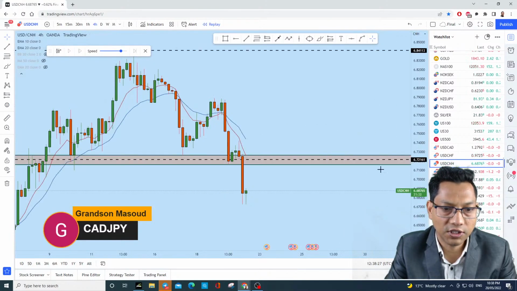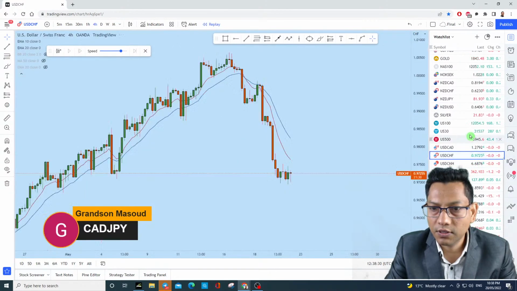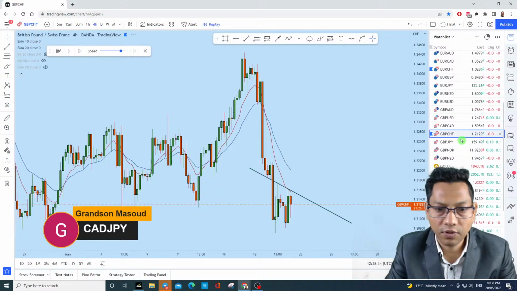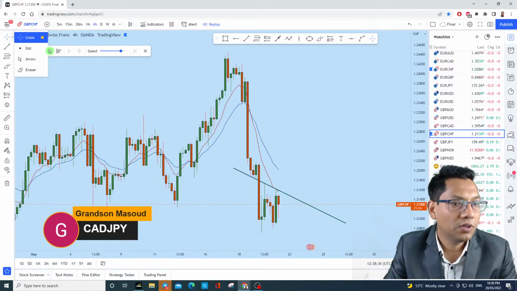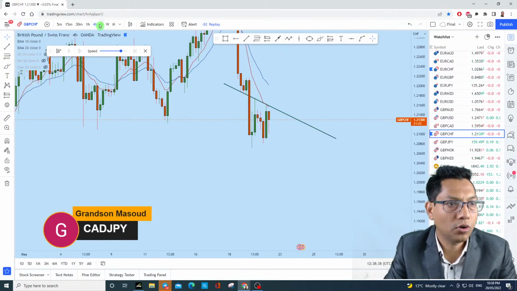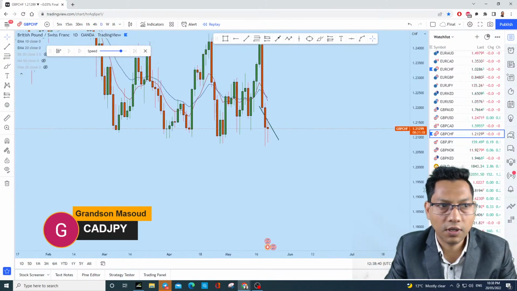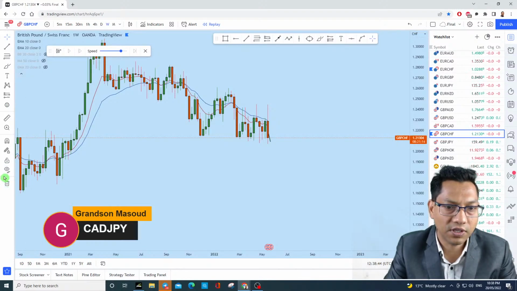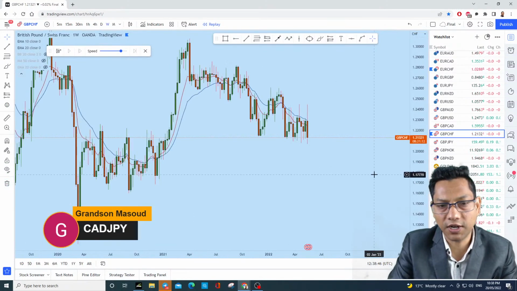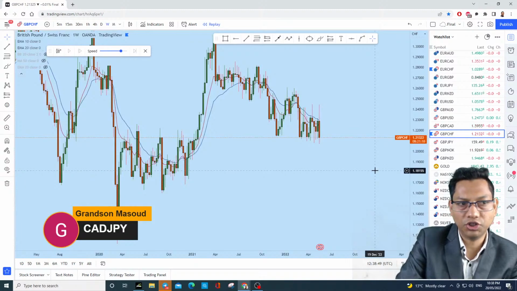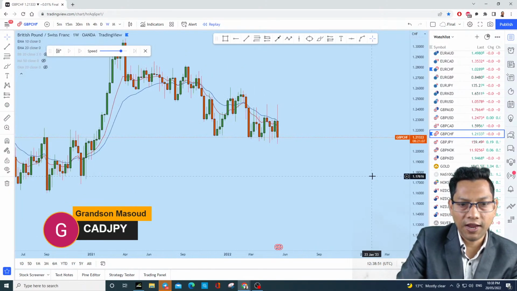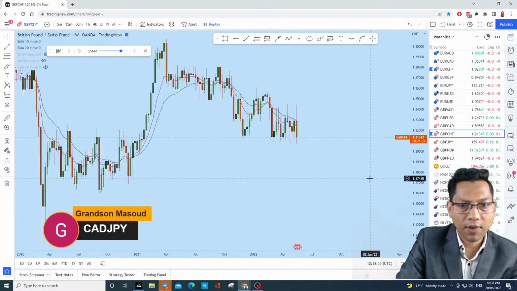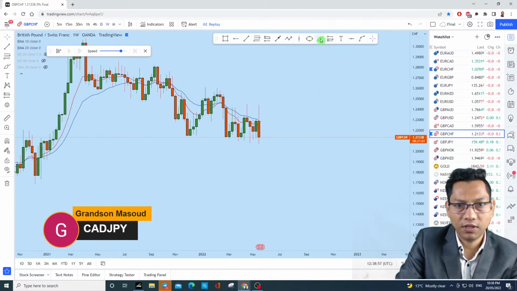USD CHF, GBP CHF. Okay, GBP CHF. So CHF pairs also, let me see GBP CHF on the weekly. See, on the weekly, GBP CHF is a very strongly bearish market. This is the weekly chart on GBP CHF, and this kind of market I love to trade. What might happen on GBP CHF on this weekly chart, right?